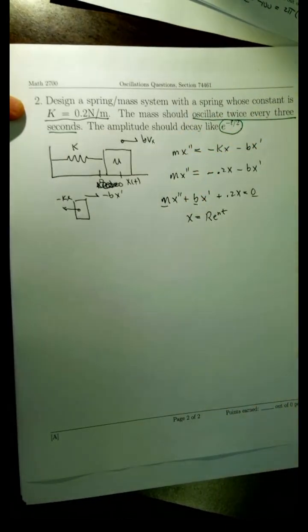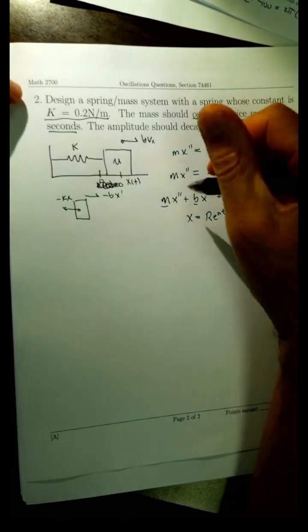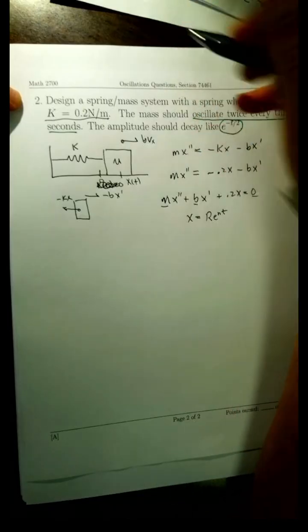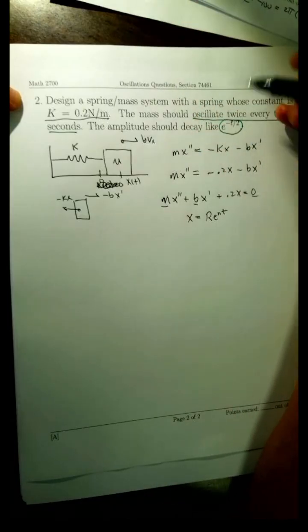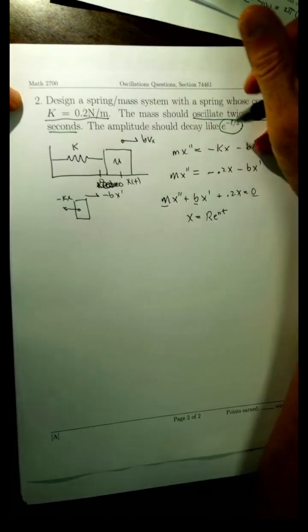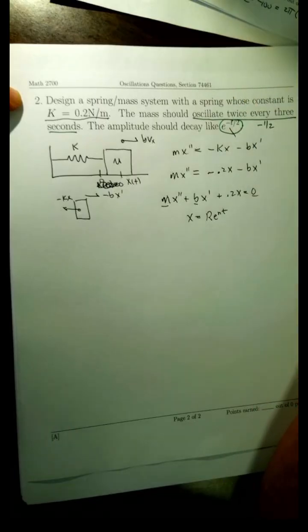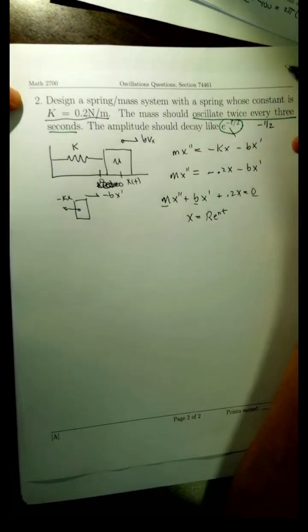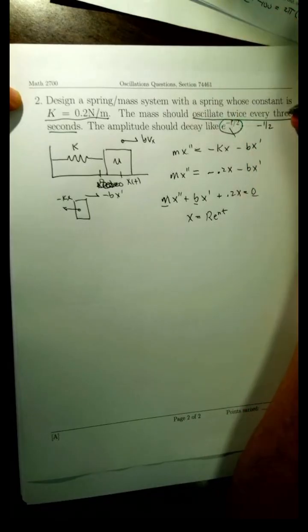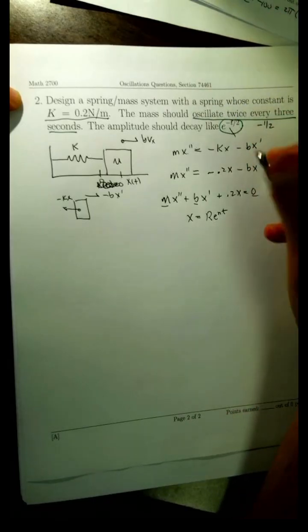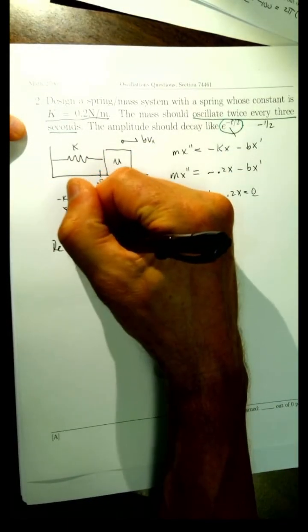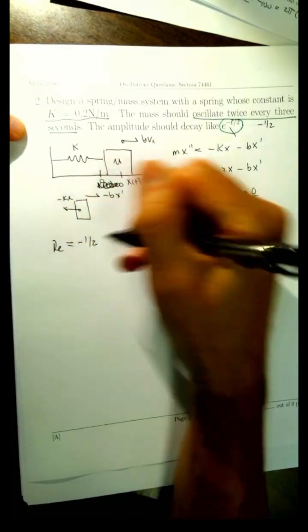So I can assume an exponential function. And the question then becomes what values of m and b will allow this thing to decay. So when I find the roots, the real part of the roots has to be minus 1/2 to satisfy this. And the imaginary part is going to have to give me the period so that it oscillates twice every 3 seconds. So I know the real part of the roots is going to be minus 1/2.